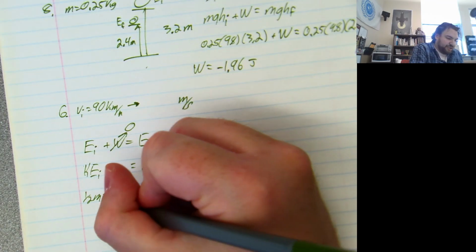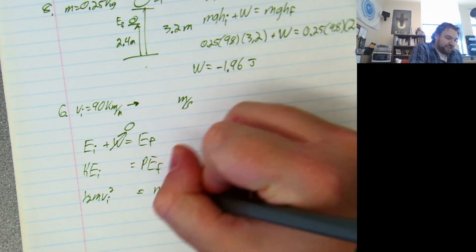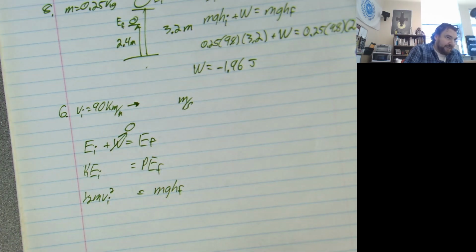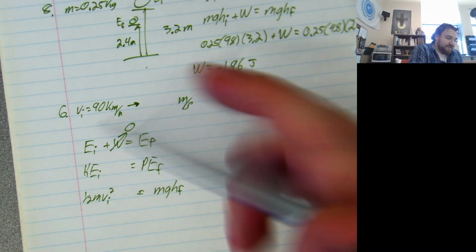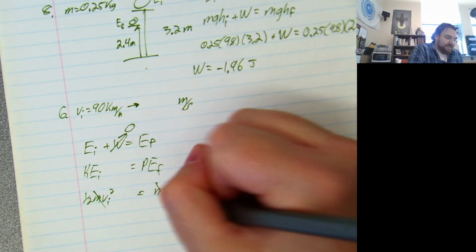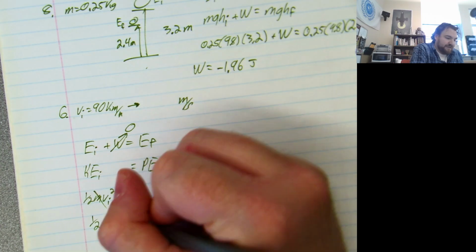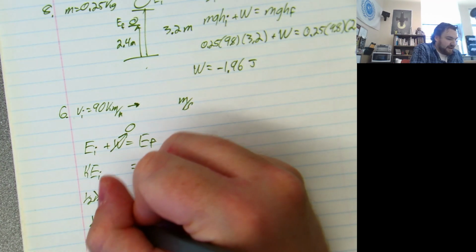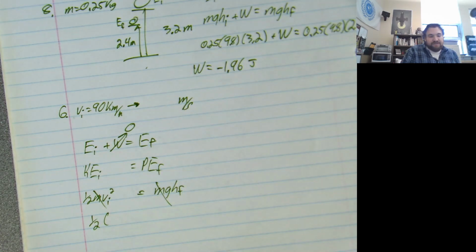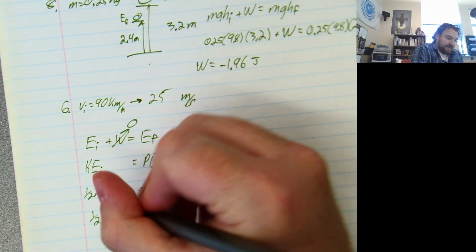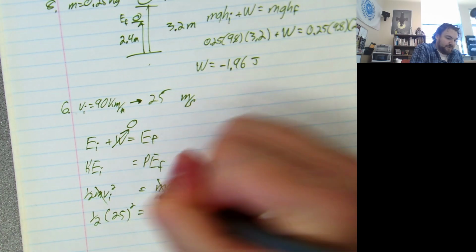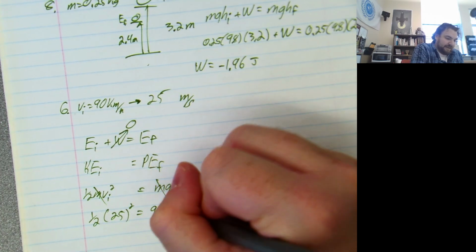1/2 mv initial squared is going to equal mgh final. Yeah, Rem, do you want me to keep going? So my masses can cancel. It doesn't actually matter how big the truck is. 1/2 times, what's 90 in meters per second? 25 meters per second. 25 squared equals 9.8 height final.